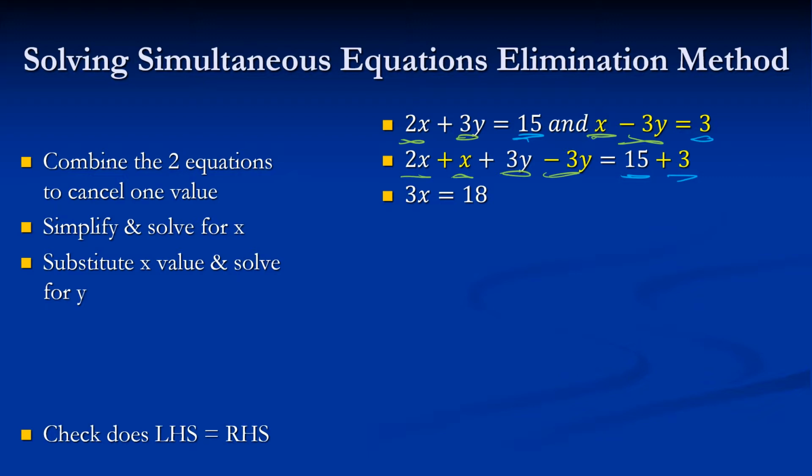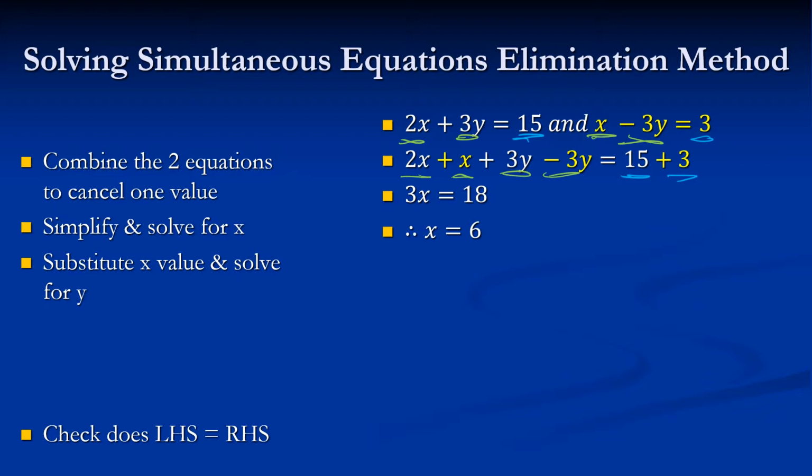Well, we've got 2x plus x, which is 3x. Now 3y take 3y is 0, and then 15 plus 3 is 18. So we know that 3x is 18, therefore 18 divided by 3 is 6, and so x will equal 6.